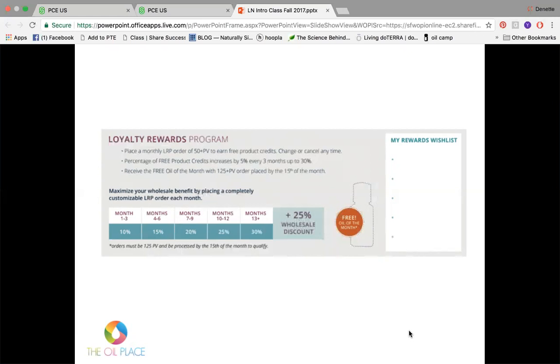You're originally going to start at getting 10% back on whatever you spend monthly in product credits. After 3 months of running a 50 PV order, you're going to jump up to the next percentage bracket. So ideally, you're going to get to 30% back. You're already getting 25% off retail cost, so you're actually getting all of your products after 13 months at 55% savings.